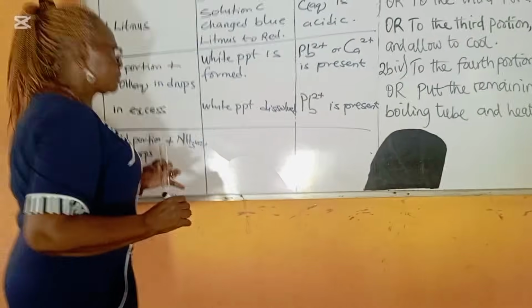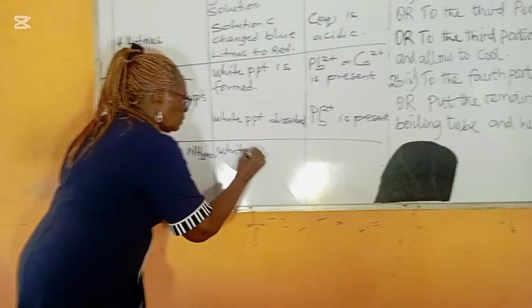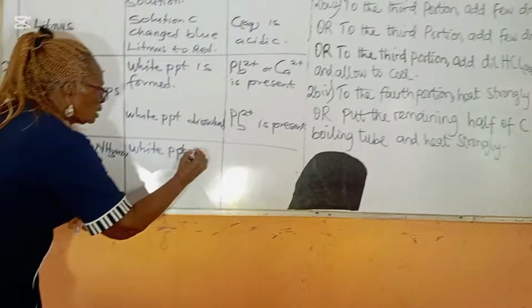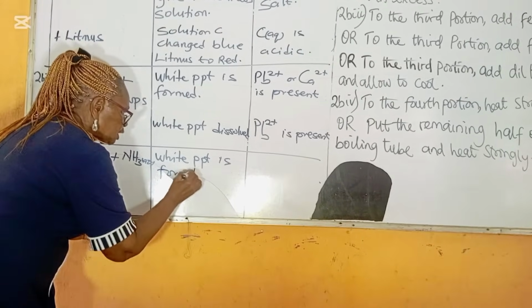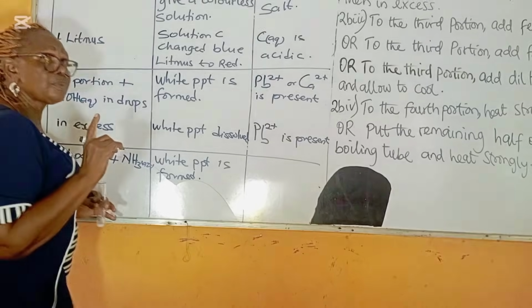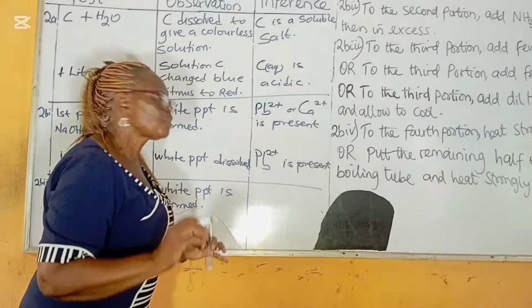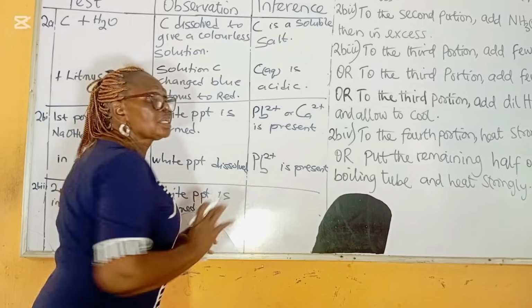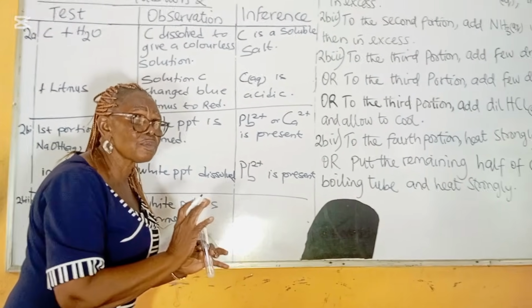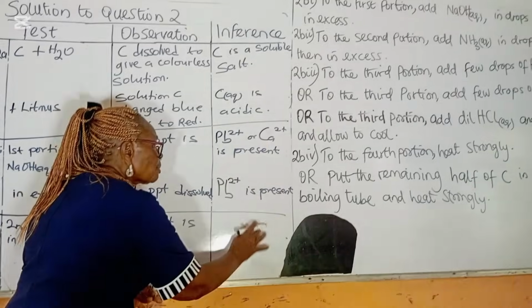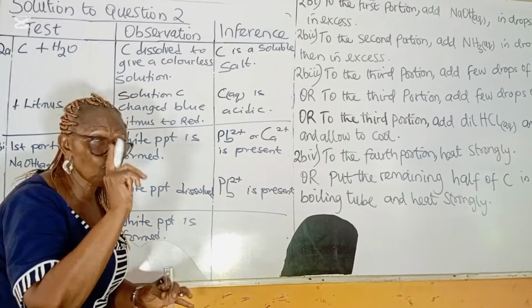You comment on what you observe. A white PPT is formed. Because you used aqueous ammonia, we are not going to bring down calcium. Calcium has nothing to do with aqueous ammonia. If you bring down calcium ion, it's a wrong cation.